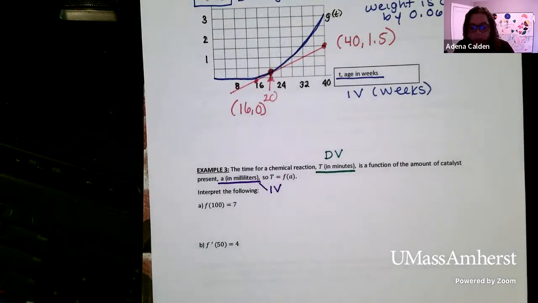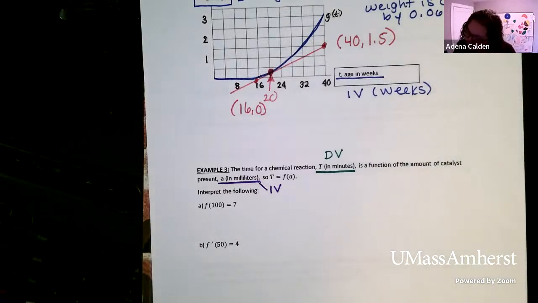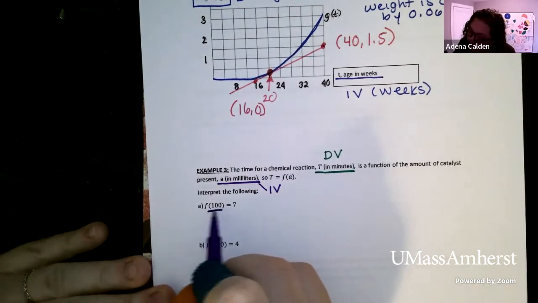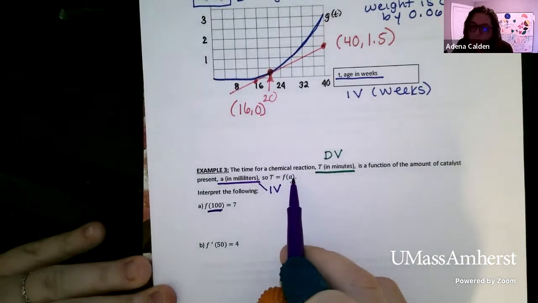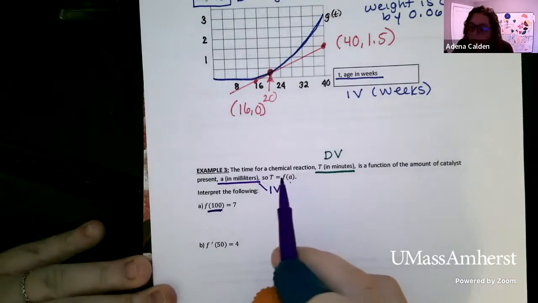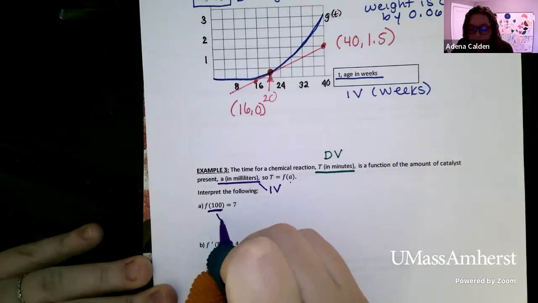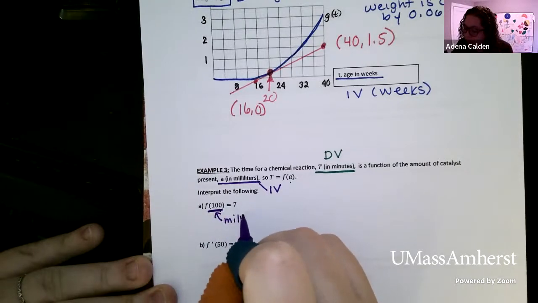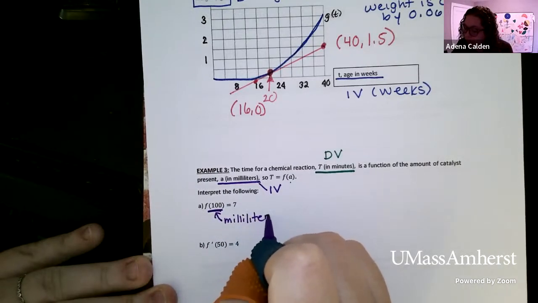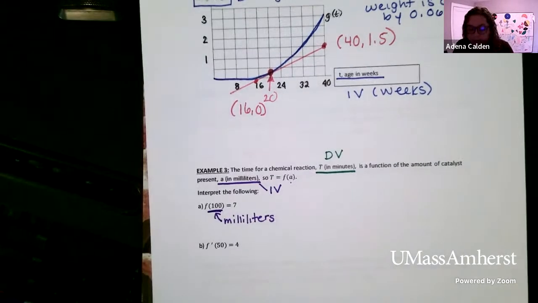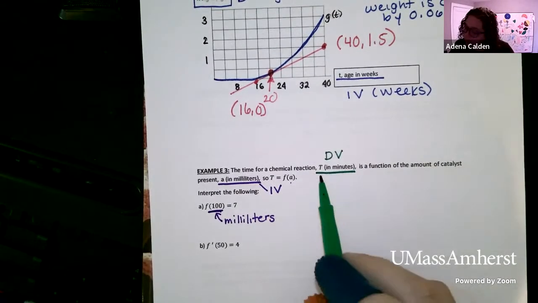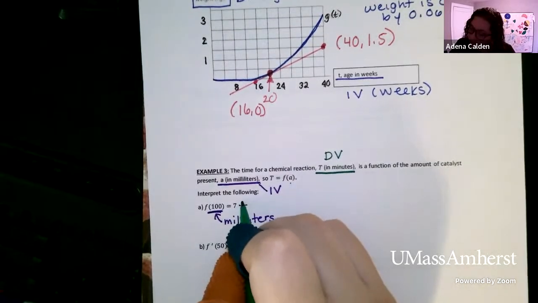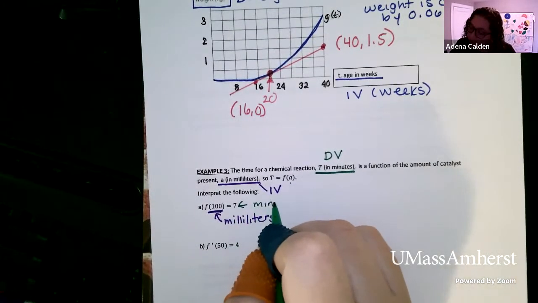So let's start with f of 100 equals 7. So the 100, right, is the number that's being plugged into the function. And so the thing that's being plugged into the function is A. So that means we're talking about 100 milliliters. And that 7 is going to be our dependent variable. So we're talking about 7 minutes.